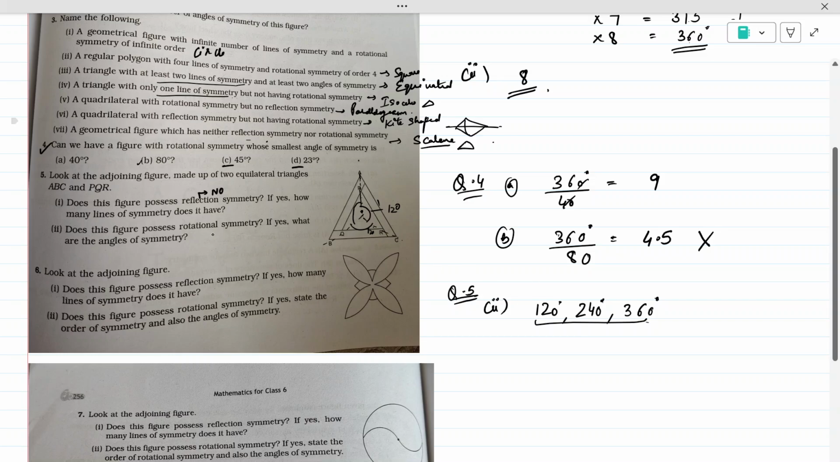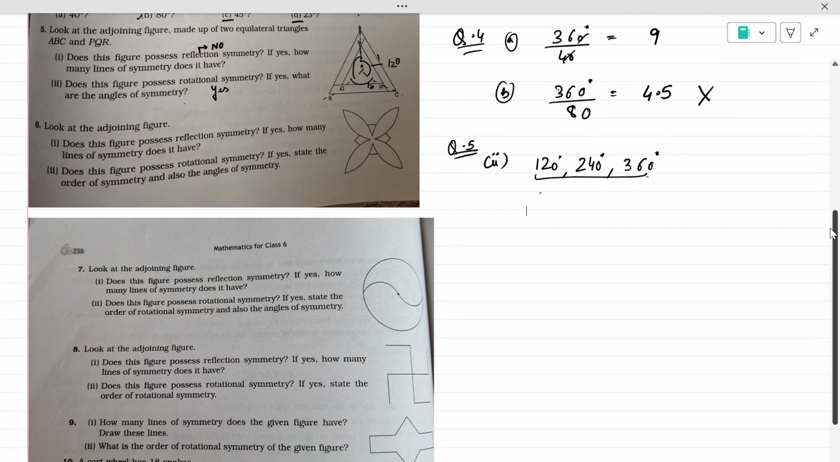So does this have rotational symmetry? Yes. And then what are the angles? These are the angles. Now go to question number 6. Let us see here. Look at the adjoining figure. So this is the figure given to us. Does this figure, question number 6, possess reflection symmetry? So let us see here. If I try to divide this across the vertical line and try to overlap each other, then it has reflection symmetry.